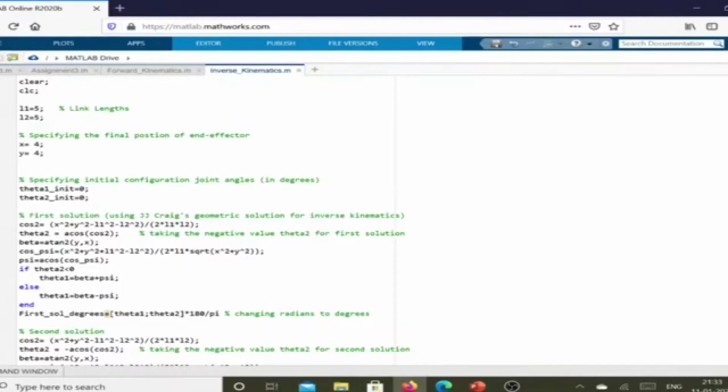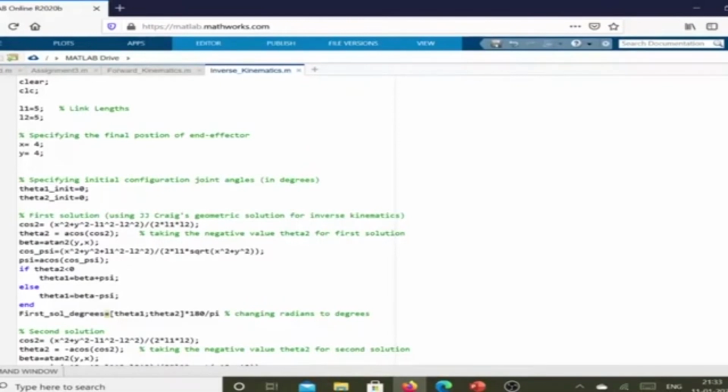Now the input to inverse kinematics is the desired position, the x and y coordinates, and it has to find the corresponding angles, right? So here the desired position is 4 and 4, which is given here. I can change it and get different solutions. Now we also have to specify the initial position. So we are specifying initial theta 1, theta 2 equal to 0.